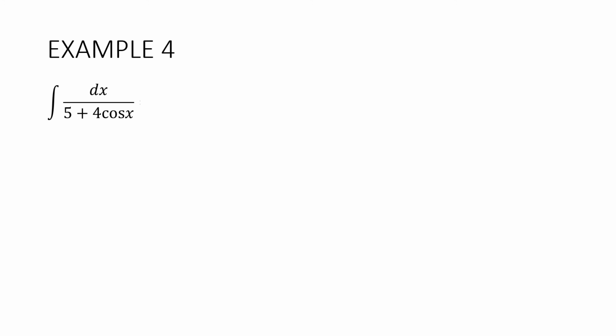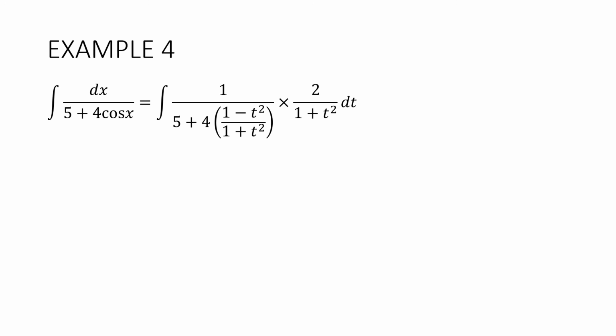Last example, integral of 1 divided by 5 plus 4 cos x dx. Okay, we're back to t-ratio substitutions. Can you tell why? Because we don't have the derivative of cos x sitting on the numerator. So we need to make those substitutions. Here we have cos x, and this is dx.